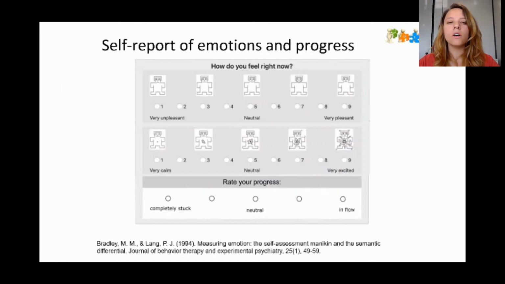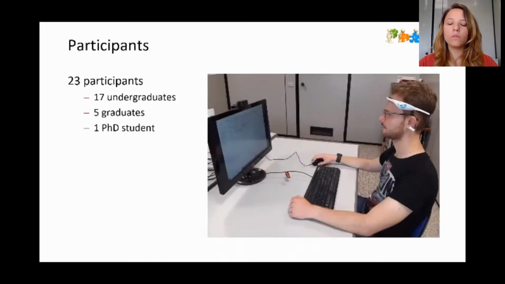As regards self-report, we use the self-assessment mannequin that is widely used also in the field of affective computing. So in the first row, you can see the valence dimension. On the second row, you can see the arousal dimension. And we also ask them to rate their perceived progress on a Likert scale of 5 points from completely stuck to in flow. Totally, we involved 23 participants.